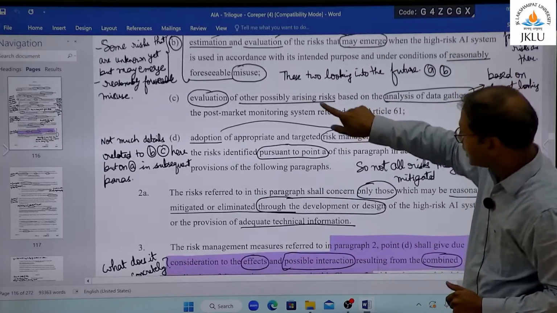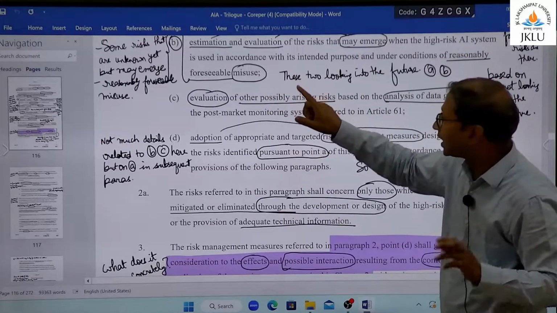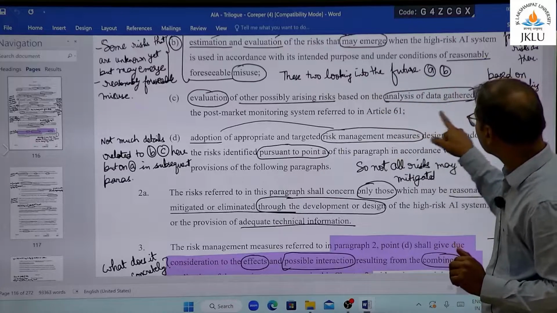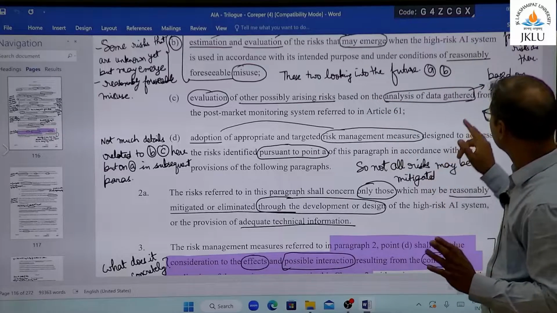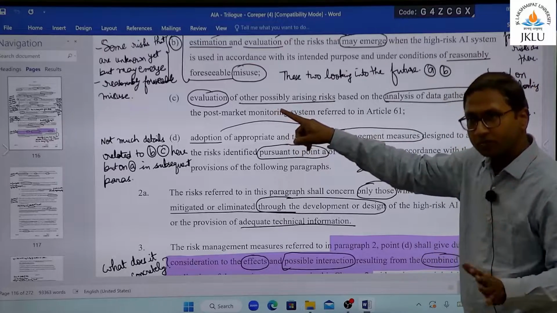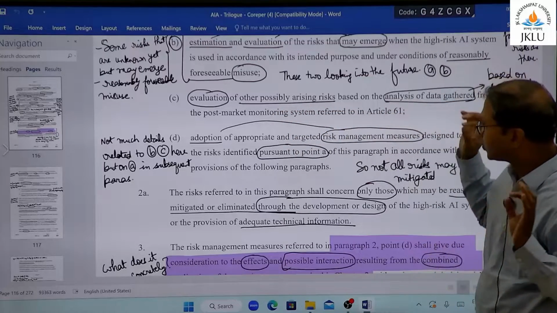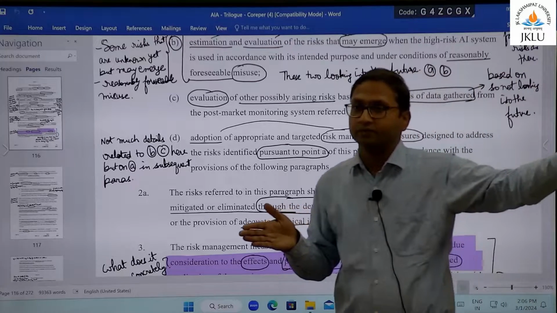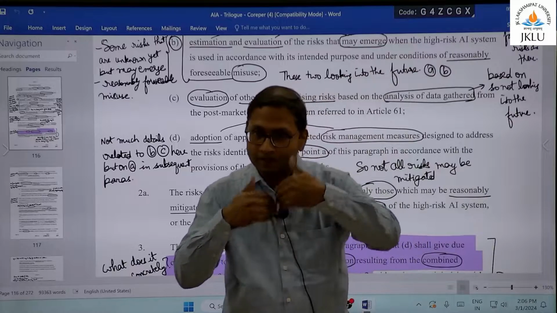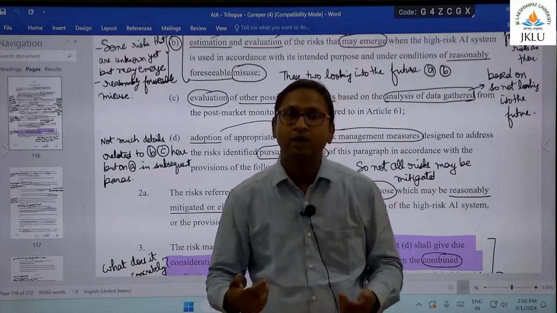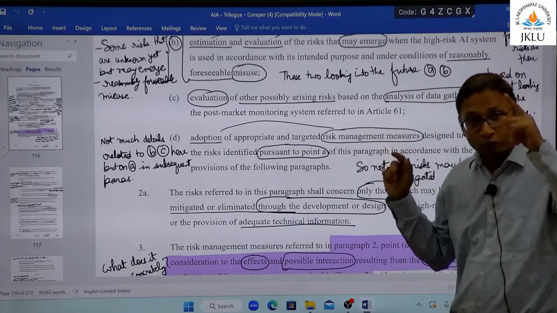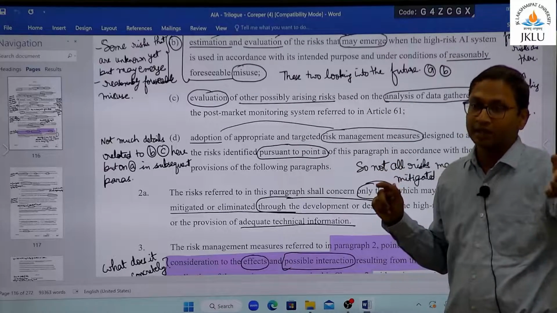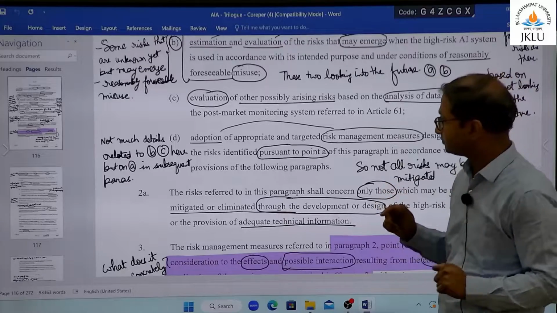Clause C says evaluation of other possibly arising risks based on analysis of data gathered. They lay out the whole thing in Article 61, we don't care. All we care about is that you do this retrospectively. Some data has been gathered, right? Now you start analyzing this. So this is not looking into the future, but looking into the past, at how your AI has behaved.